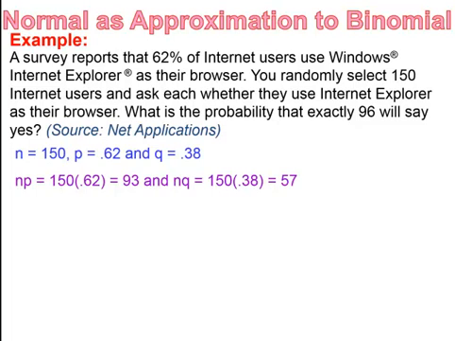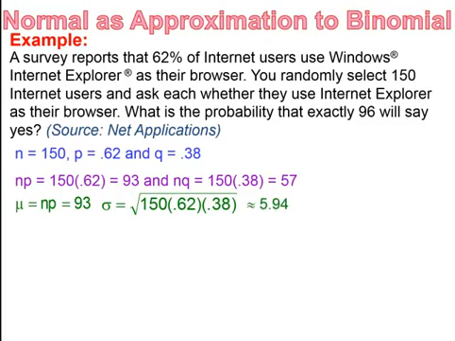So the next thing I'm going to do is find my mean by multiplying my sample size times the probability of success, which would be 93 here, and then you're going to find your standard deviation. The sample size times the rate of success times the rate of failure, and then you square root that value. So in this case we got 5.94. So now I have my mean and my standard deviation.